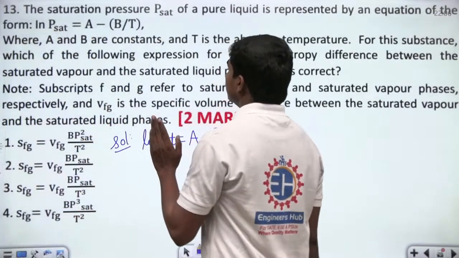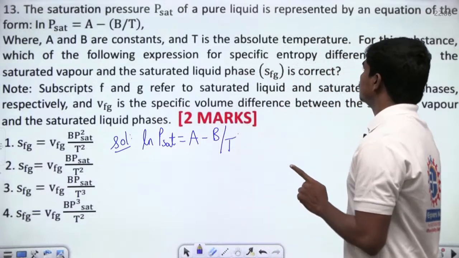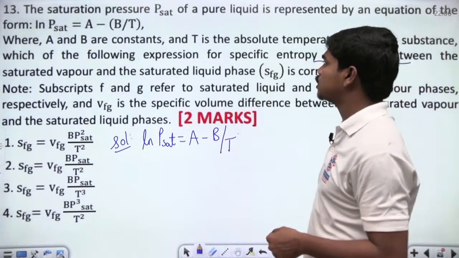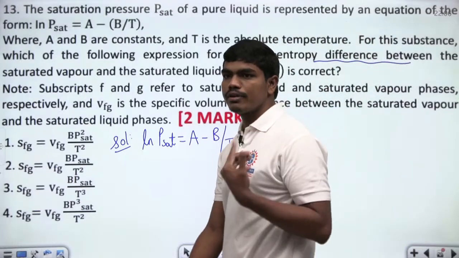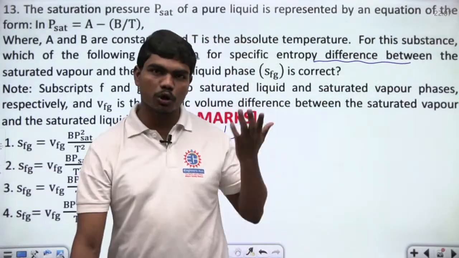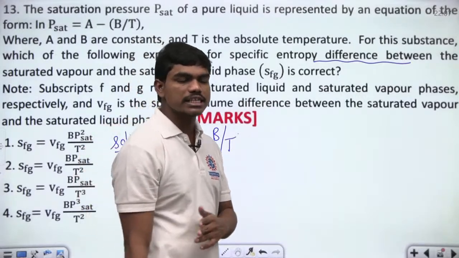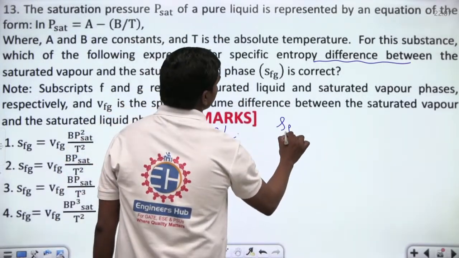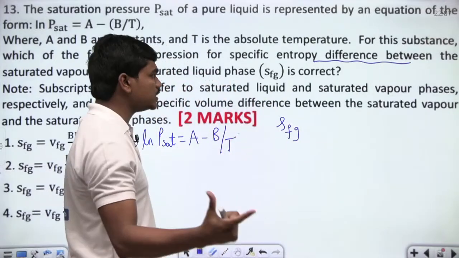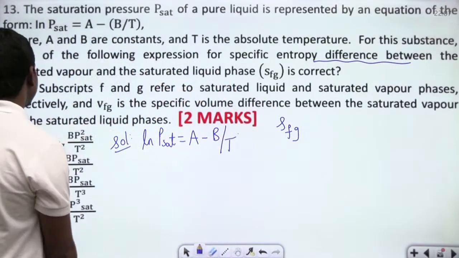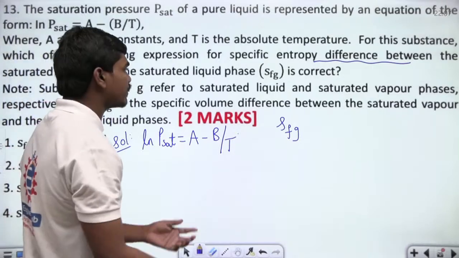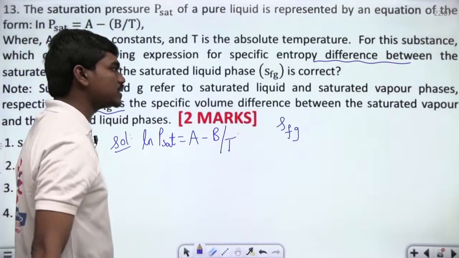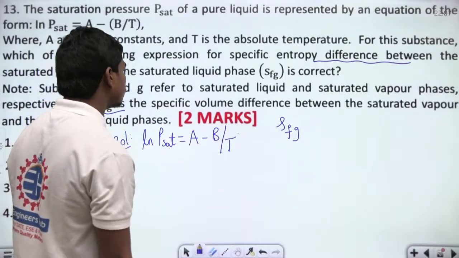For this substance, which of the following expressions is for the specific entropy difference between the saturated vapor and the saturated liquid phase, SFG? We know that for saturated liquid states we denote with SF, and for saturated vapor states we denote with SG. So the difference between them is SFG. This means, during phase change, what is the change in entropy? Subscripts F and G refer to saturated liquid and saturated vapor phases, and VFG is the specific volume difference between saturated vapor and saturated liquid.